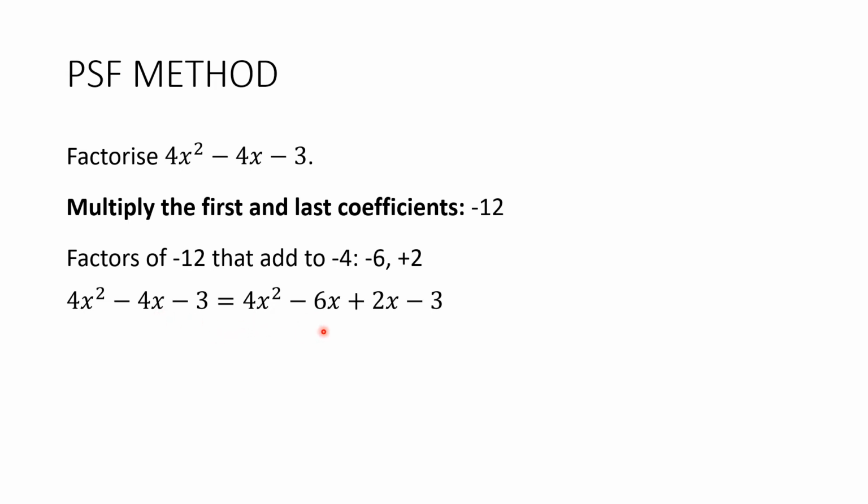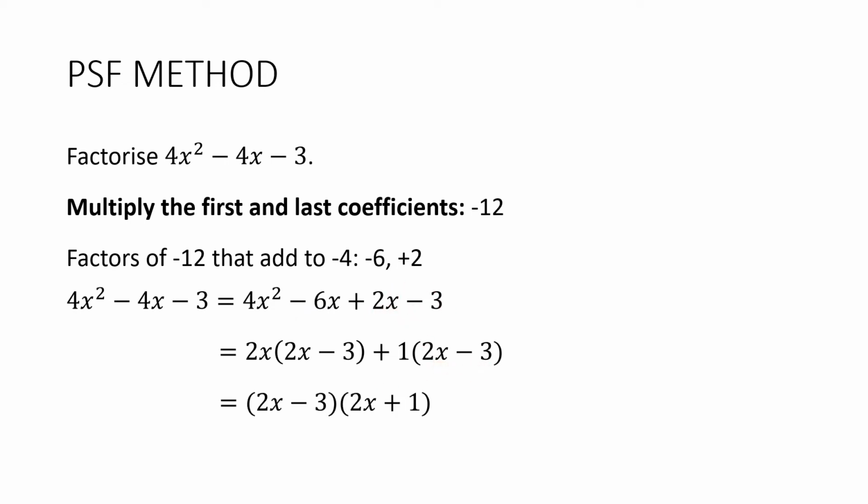Now we're going to factorize the first two, factorize the last two, like this. So taking the 2x out of these two, and then this is one lot of 2x minus 3, and then joining them together, we get 2x minus 3 in brackets, 2x plus 1 in brackets.